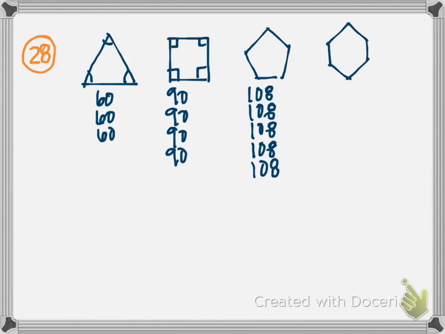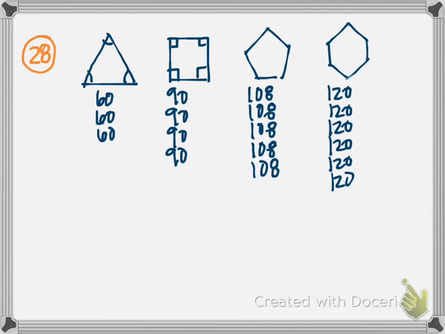And then in a hexagon, we can do the same thing. We can use the same formula. Plug in 6 for n, so 6 minus 2 times 180, and then we'll divide that by 6. 6 minus 2 is 4. 4 times 180 is 720. 720 divided by 6 is 120. And we've got 6 of these. So I'm just trying to list all my possibilities. Okay, so these are all my angles.